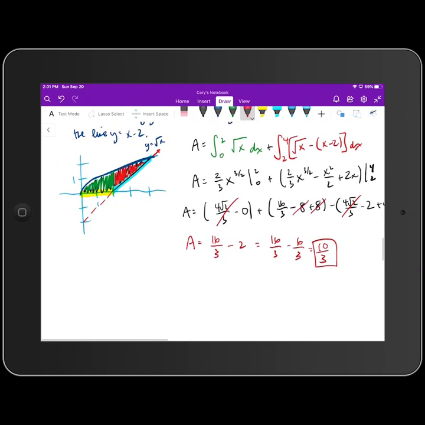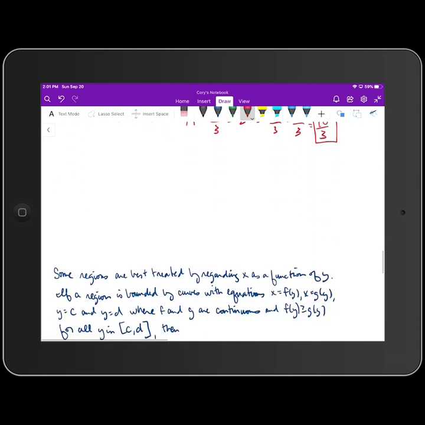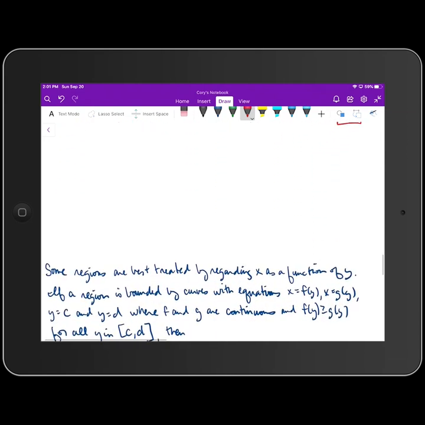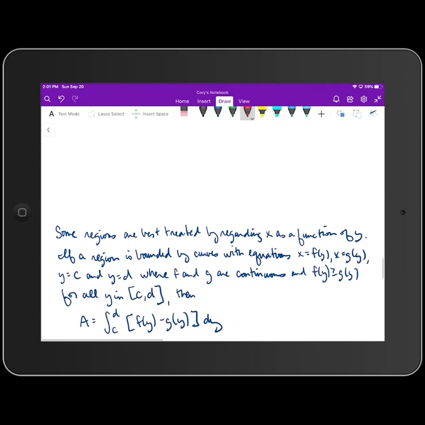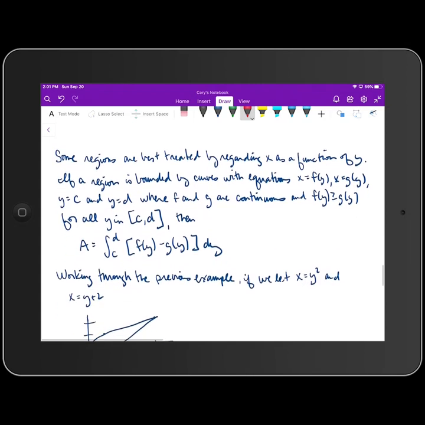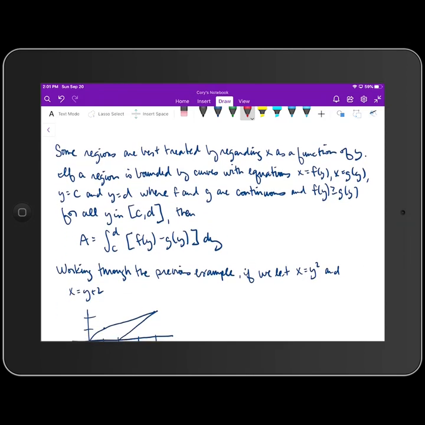Again, pretty complicated. We have to set up 2 different integrals for that. Okay, so I want to talk about this next. It says some regions are best treated by regarding x as a function of y.